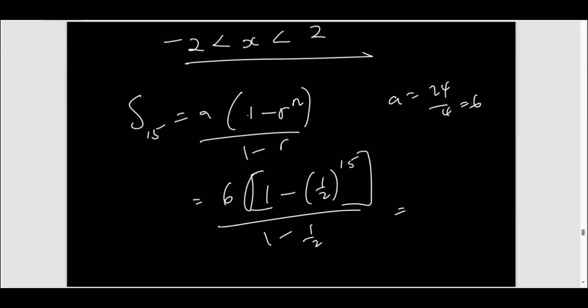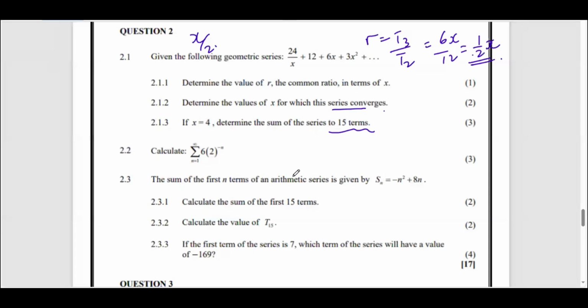Just punch this into your calculator. So 6 into 1 minus a half to the 15, and then over just a half. This gives me 11.999633. But they told us we must always round off to decimals. So this is approximately 12. Okay, so that becomes 2.1.3.